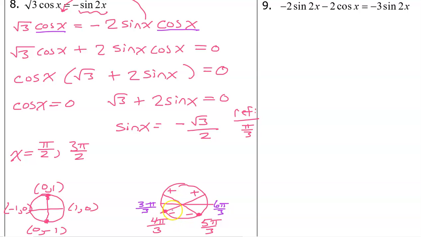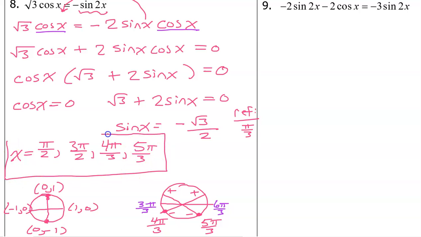You should be able to do all of that in your head. You shouldn't have to draw either one of these two pictures. All right, I'm just showing you what I'm thinking. Anyway, we're going to add these solutions to the list. So in addition to the two answers we already have, we will add 4 pi over 3 and 5 pi over 3. So these are the solutions to problem number 8 between 0 and 2 pi.